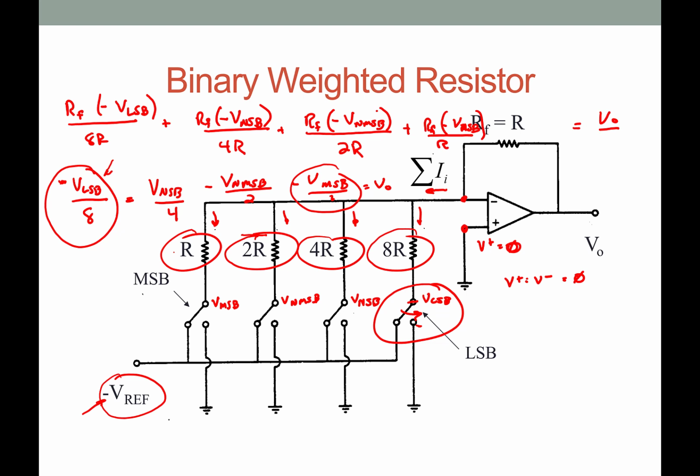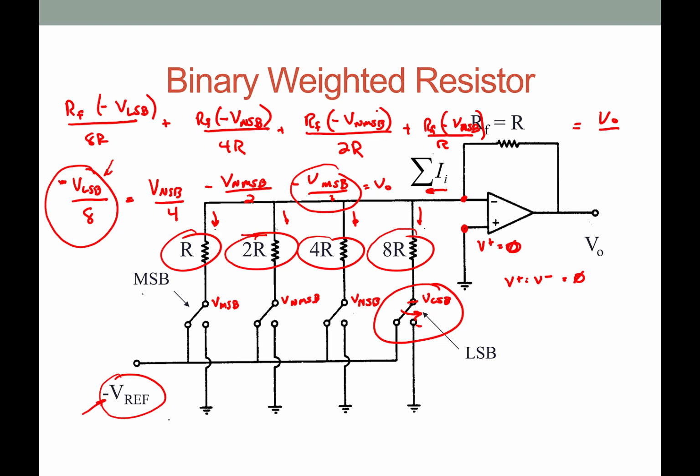Obviously, if we had a 5-bit converter, then we need to have a 16R. If we had a 6-bit, we need to have a 32R, and so forth. Now, I hope this allows you to understand how you'll get the output voltage, and the switches are basically based on whether the bits are 1s or 0s.